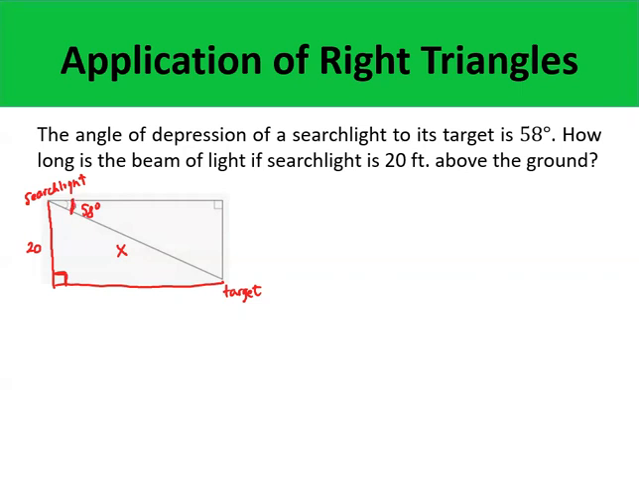Now, since the angle of depression is 58 degrees, by something that you learned in geometry, this angle is equal to 58 degrees as well. So if we are solving for x, which is the hypotenuse, and we're given the length of the adjacent side to 58 degrees, then we can make use of cosine of 58 degrees, which is equal to the adjacent side, which is 20 feet, over the hypotenuse, which is x. Solving for x, we get 20 over cosine of 58 degrees. So that's 20 divided by cosine of 58, and that's going to be 37.74 feet. So that's the length of the beam of light. That's the final answer to this problem.